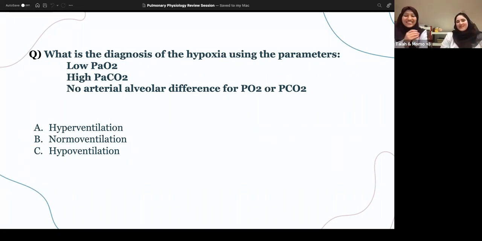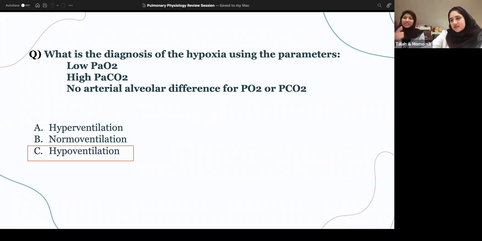What is the diagnosis of hypoxia using the parameters? Low PaCO2, high PaCO2. It's C. Everyone's saying C anyway, because we have decreased PO2, since we know that there is not enough ventilation. Okay, this was an easy question. But just know, the main determinant of hypo- or hyperventilation is measuring the blood gases. You're basically not taking in enough oxygen and not exhaling enough, so you have hypoventilation.